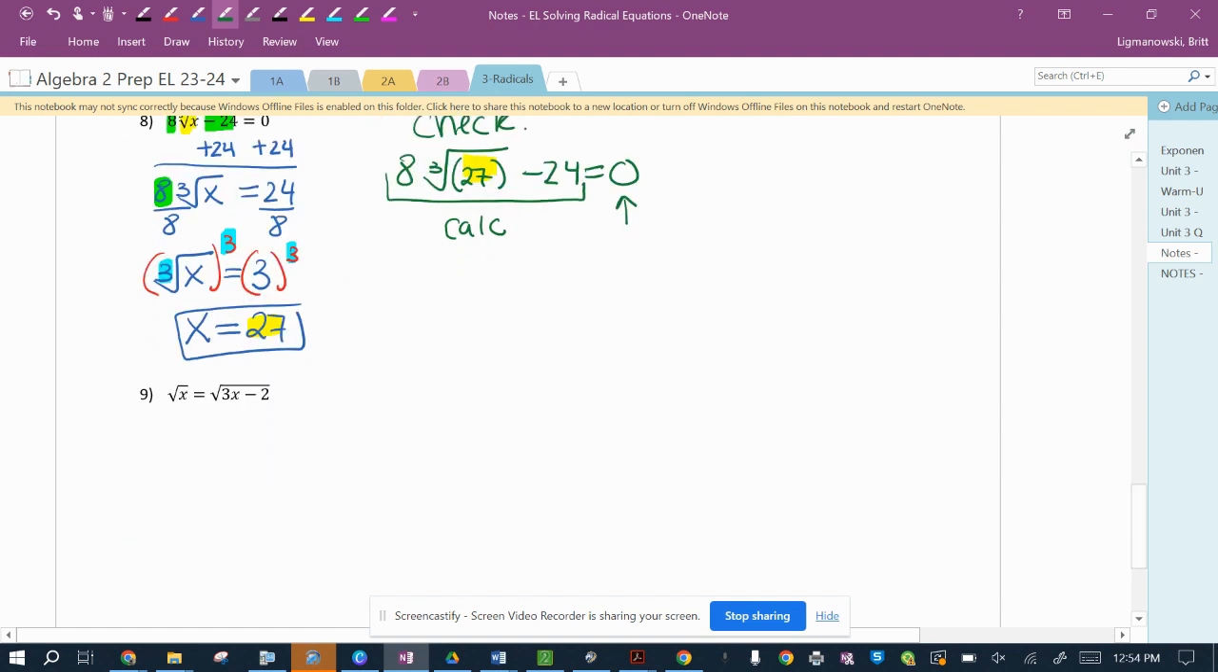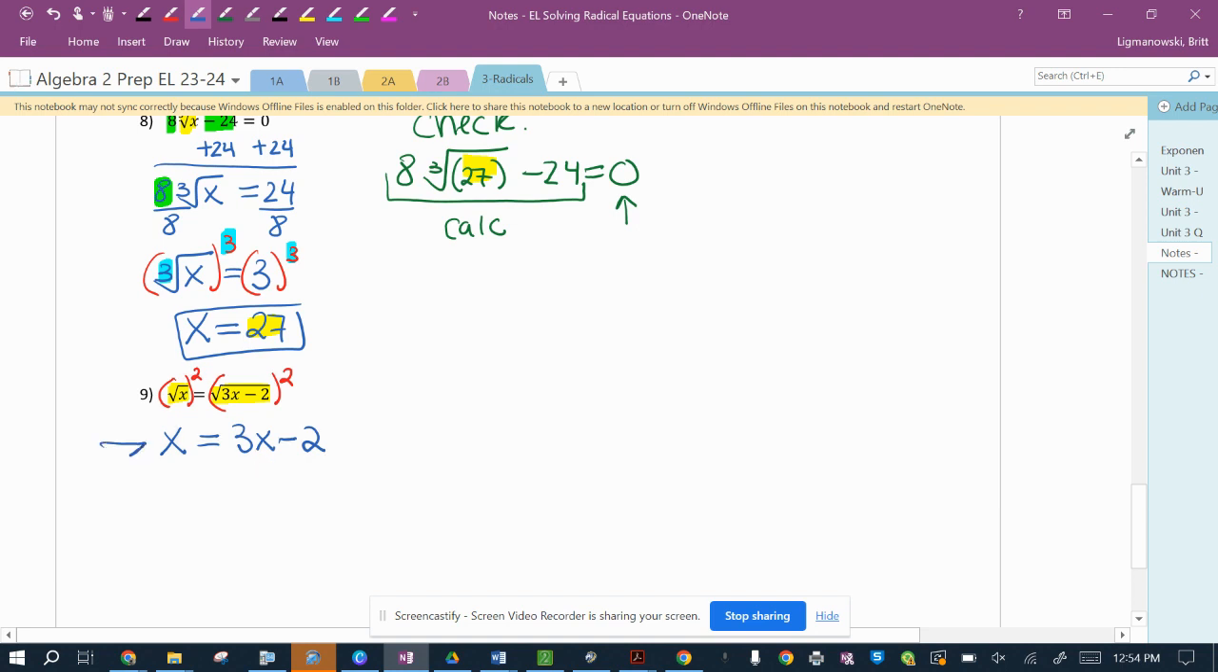The last type of problem we're going to do is when we have this raíz cuadrada on both sides. So I'm going to square both sides to get rid of the square root. And when you square this one, you're going to get x. And when you square this side, you're going to get 3x minus 2. So when you have that square root and you raise it to that second power, it's just going to cancel each other. Now I'm just going to solve this equation.